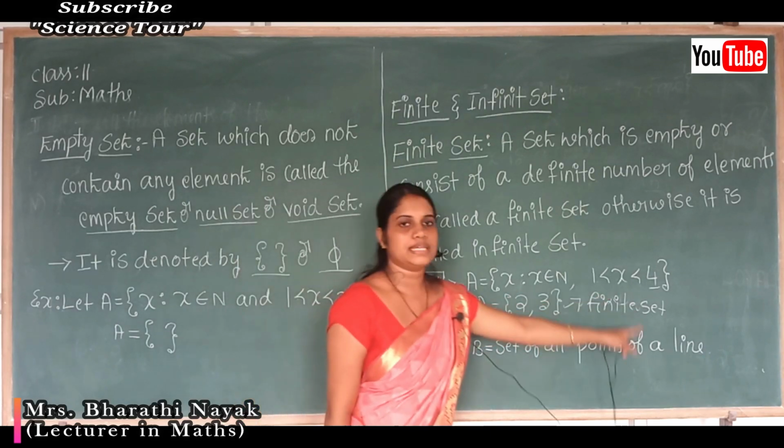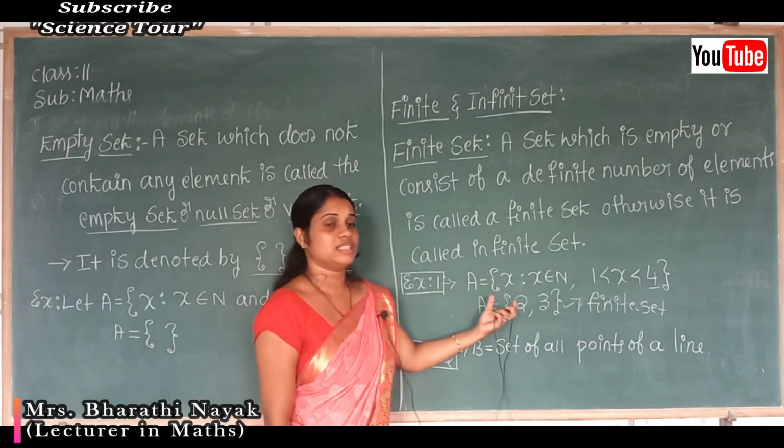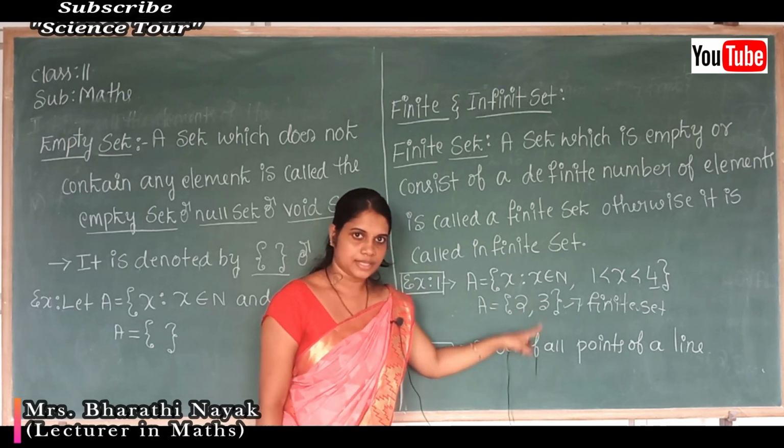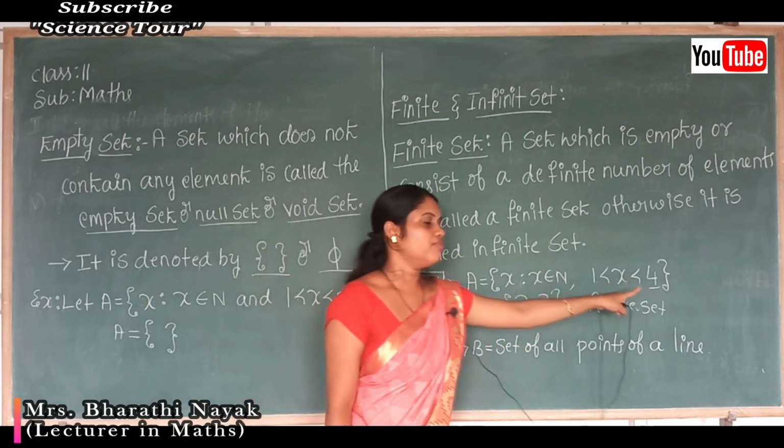Okay, why is it a finite set? Because the elements of the set are definite or countable. There are only 2 elements, isn't it? So therefore this is a finite set.